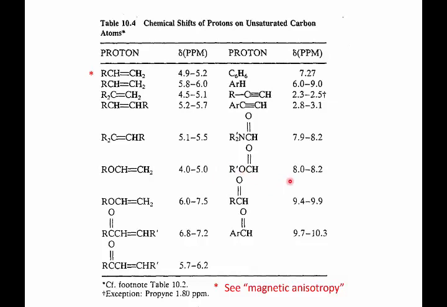This is not due to an electron withdrawing effect of nearby substituents. Instead, it is due to the location of the proton in the magnetic field that's generated by the circulating pi electrons of the unsaturated, that is, pi electron containing group. We'll have more to say about this later. In fact, we talk in detail about this in the part 4 video. The effect has a fancy name. It's called magnetic anisotropy. So stay tuned for that.